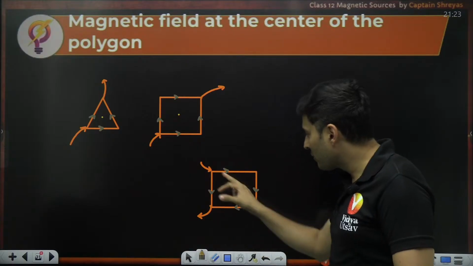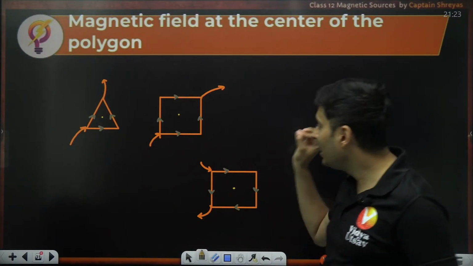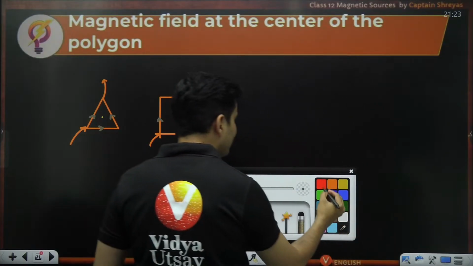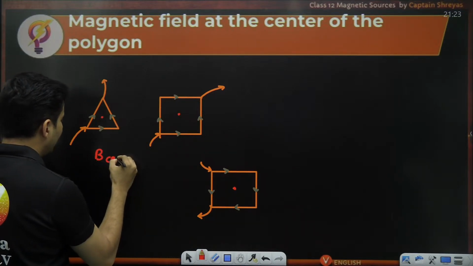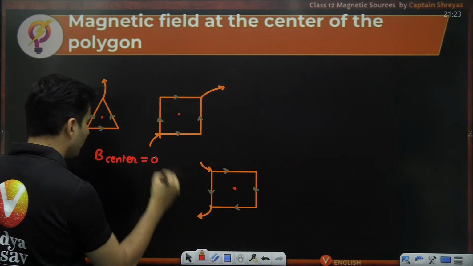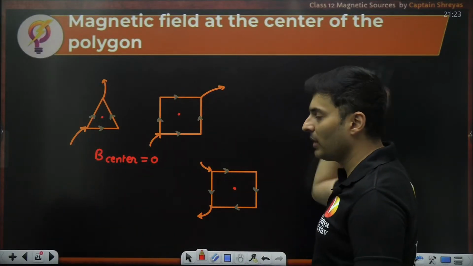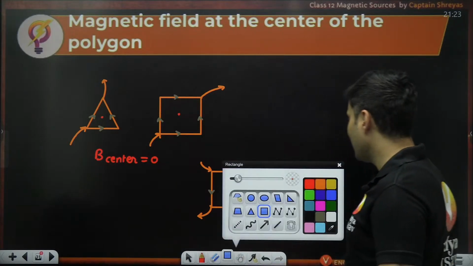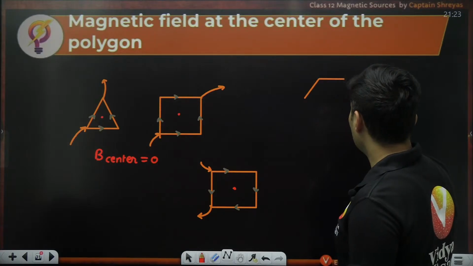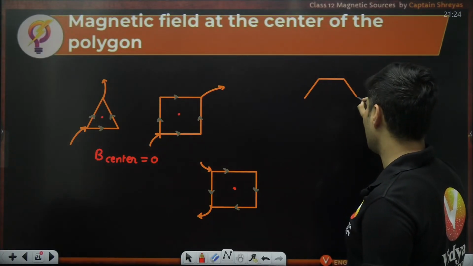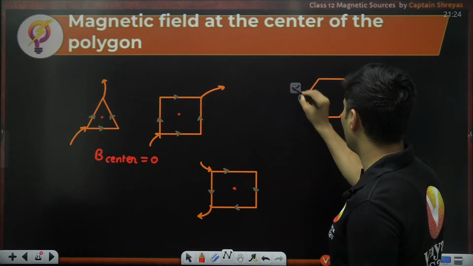So the magnetic field due to these three sides versus this one side will cancel out each other in every single case. So in all the cases, you will see that the magnetic field at the center is 0. No matter whichever polygon you take, doesn't really matter. Even 100 sides, 200 sides, you can make it a circle also. Circle is an infinitely sided polygon, by the way. You can take circle, hexagon, whatever.